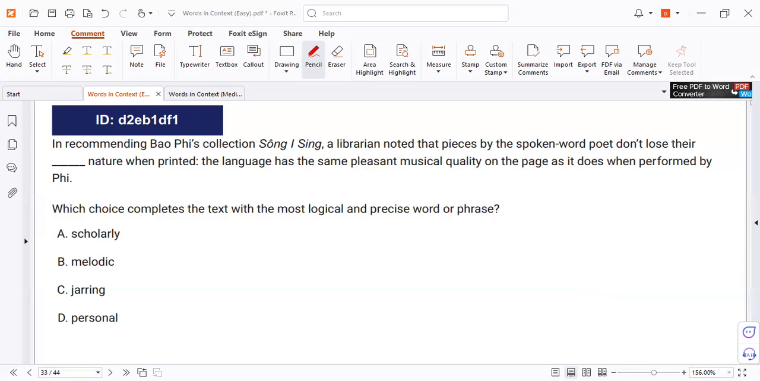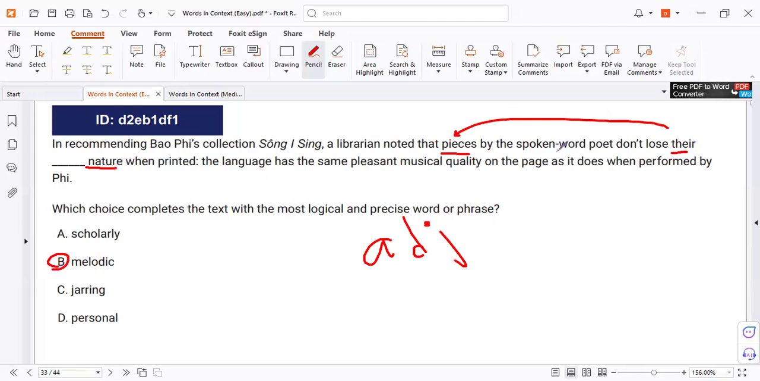Letter A, no, follow the rules. Here we have adjectives. What does it describe? If you know, you can answer it in seconds. Look, pieces by the spoken word. Poets don't lose their nature. So their pieces. So what is the nature? What kind of nature? Melodic. Because he said sound already.